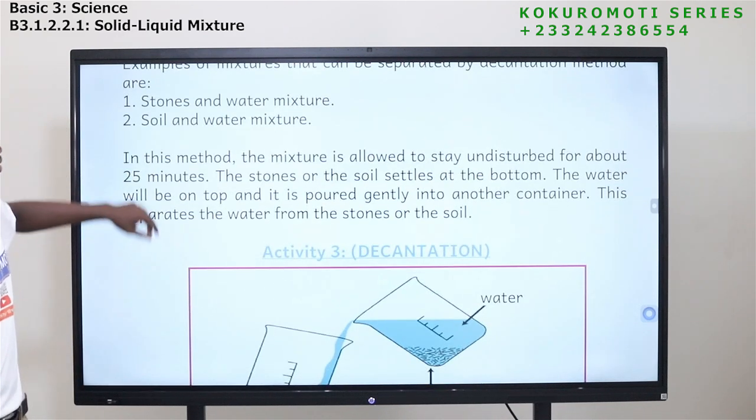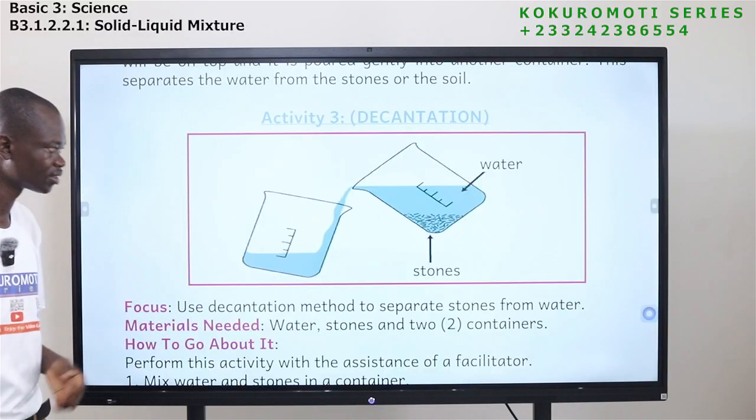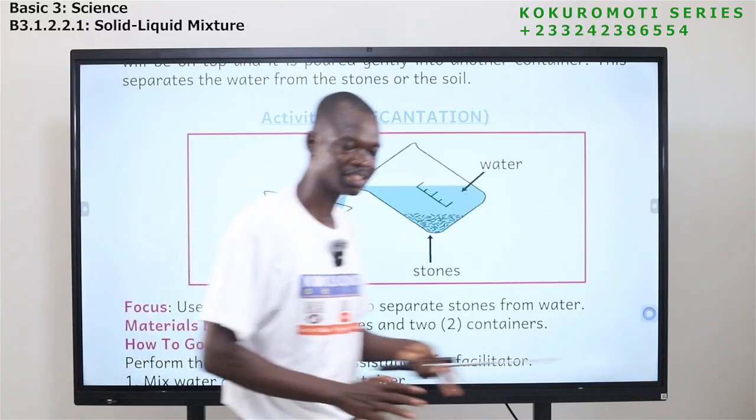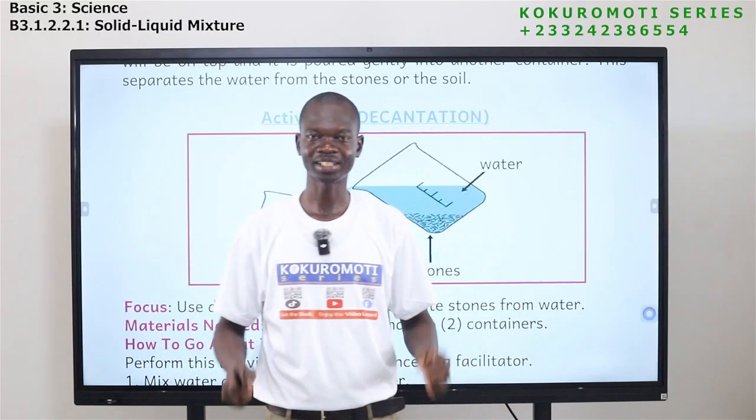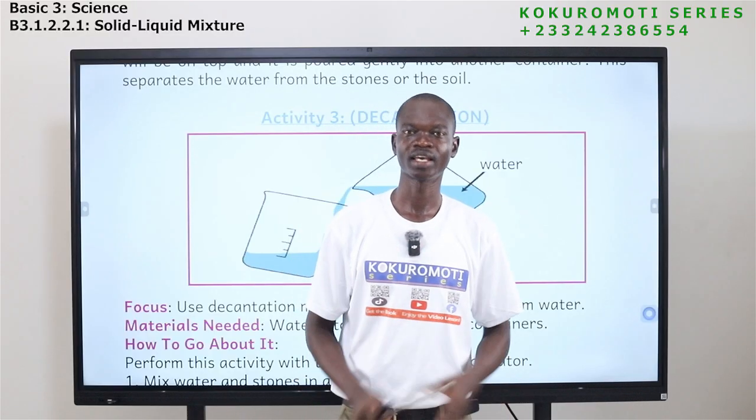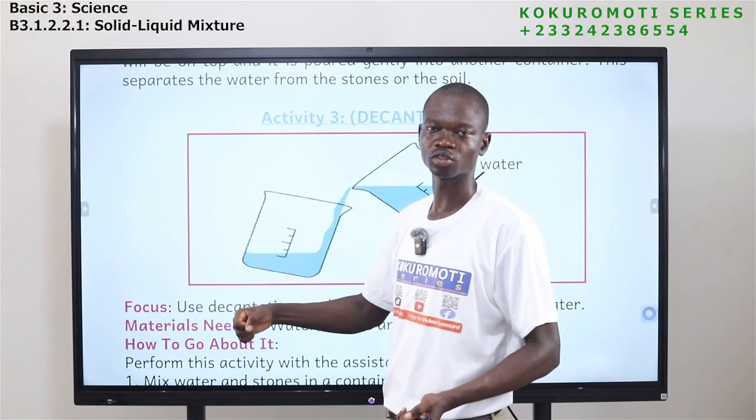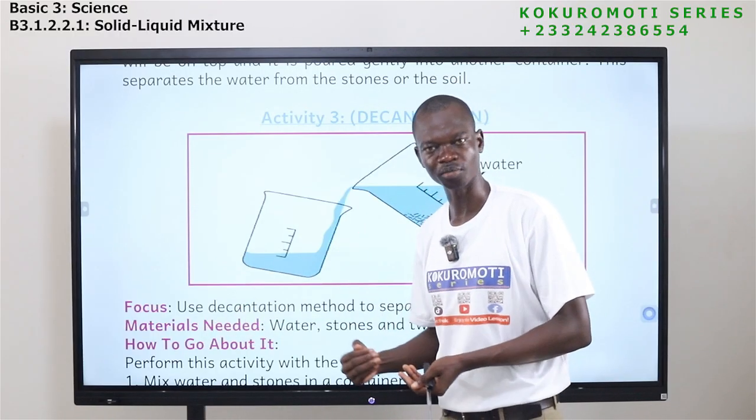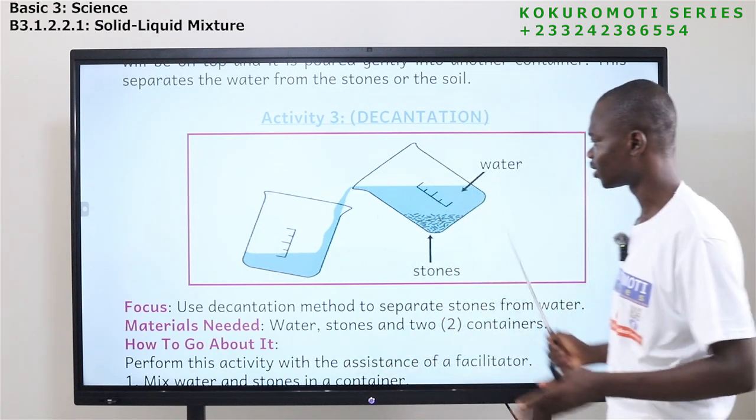Okay, so what we need to know is this. This is how decantation method is. So what you do is that your mixture, your stones and your water, just leave it for some time. You see that all the solid particles will settle at the bottom of the container, and then you take a new container, you pour the water which is on top into the new container, leaving the solid particles in that container. So this is how it is done.